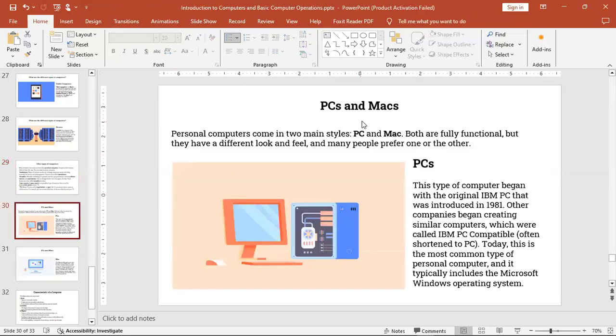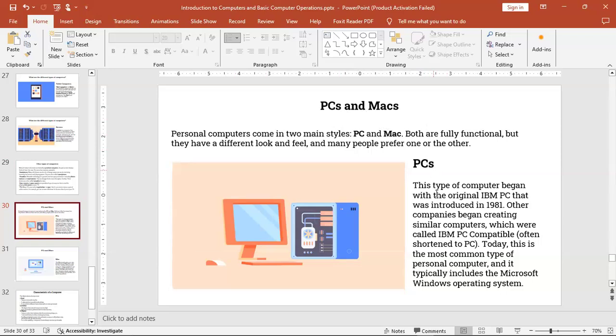What are PCs and Macs? PC means personal computer. Personal computers come in two main types, that is PC and Mac. Both are fully functional, but they have a different look and feel, and many people prefer one or the other.